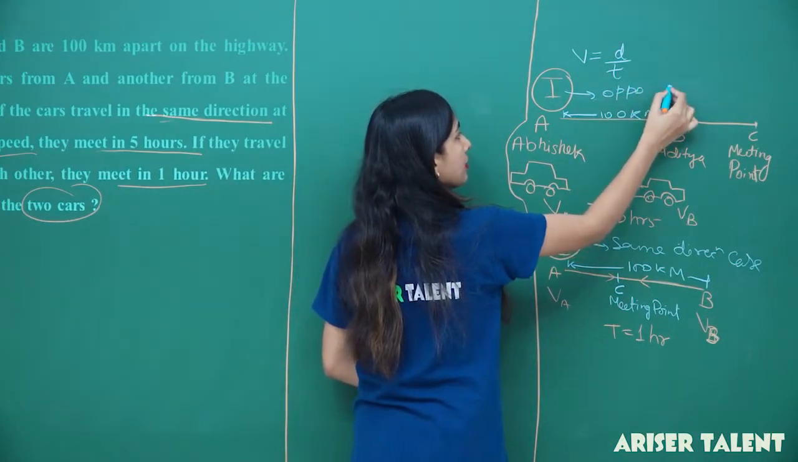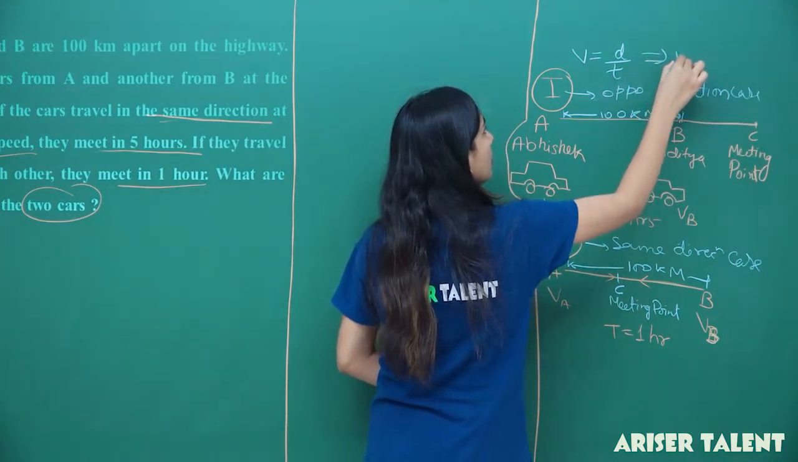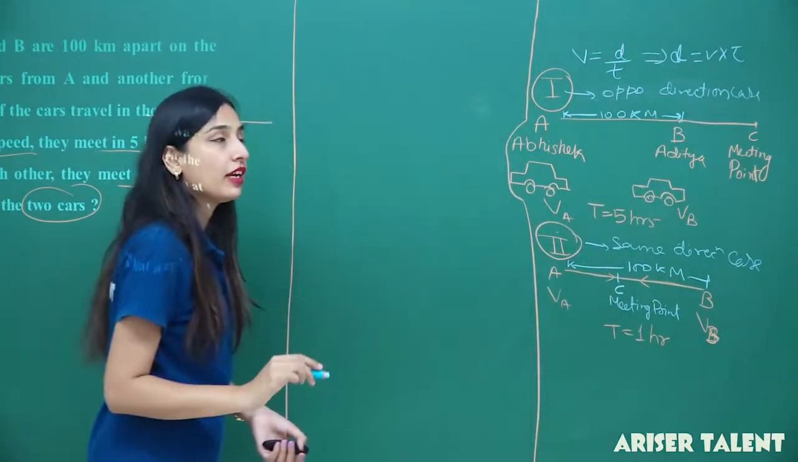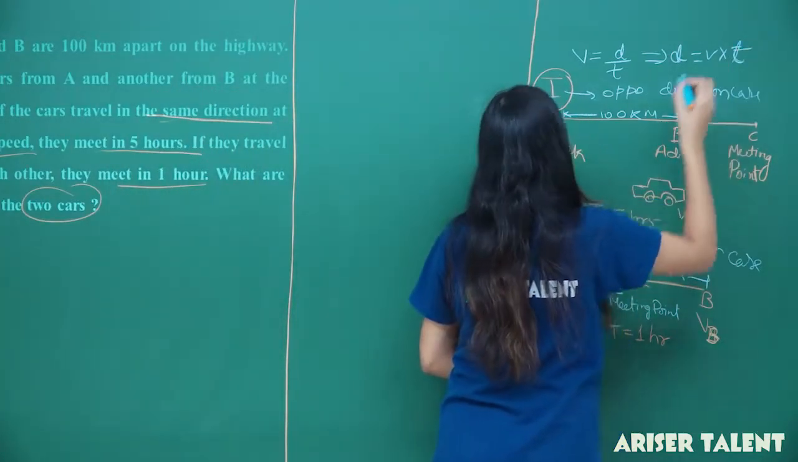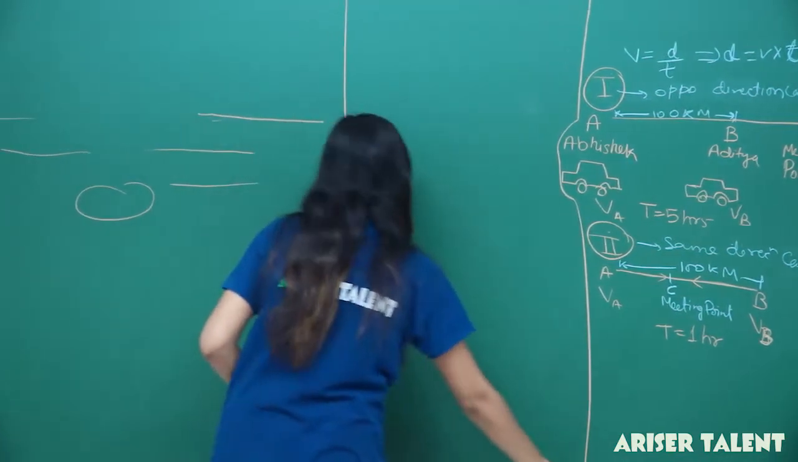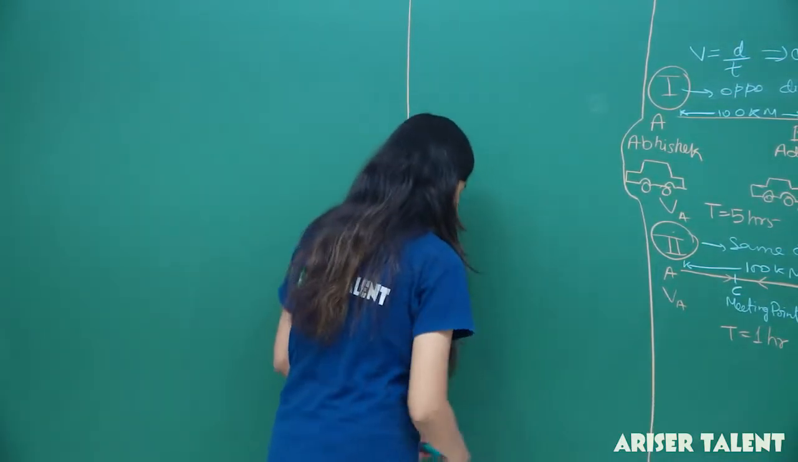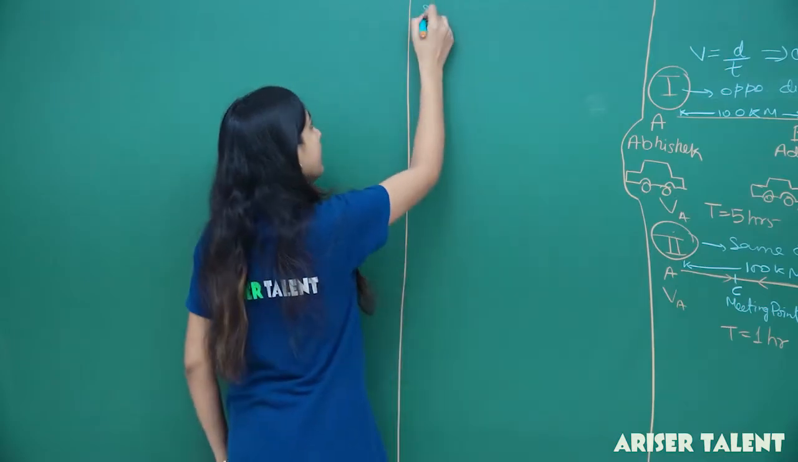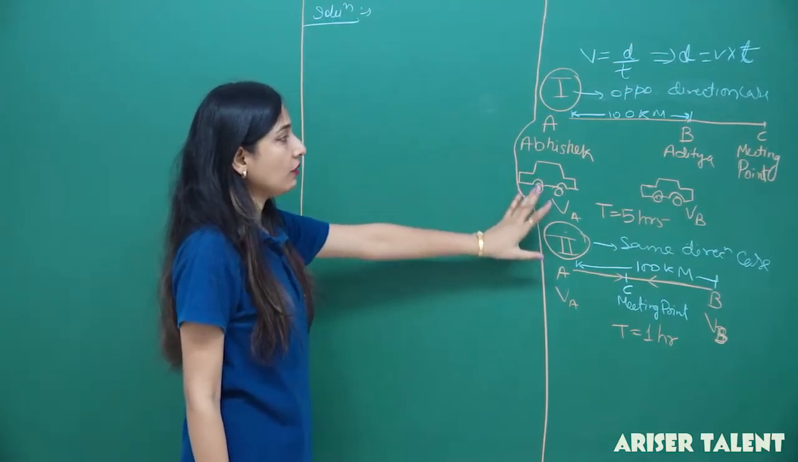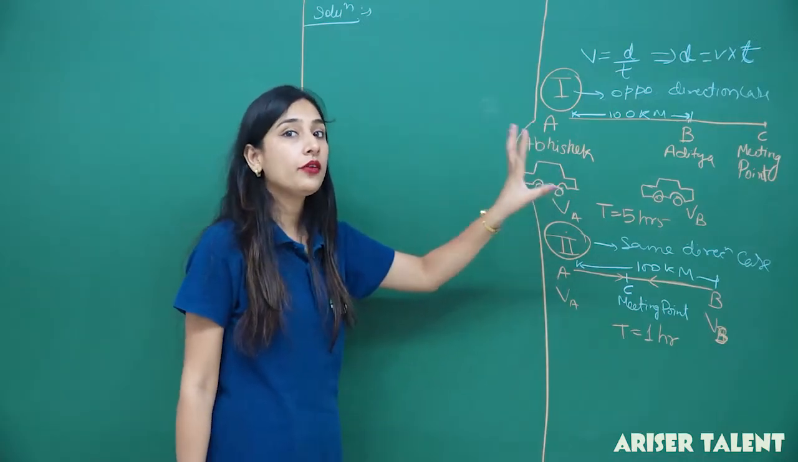Opposite direction case. Here we are having D equals V by T. These things we are going to use. Students, what will be the solution part here? The given things you know. I have summarized all the things in this manner, so you can just write in your own language.